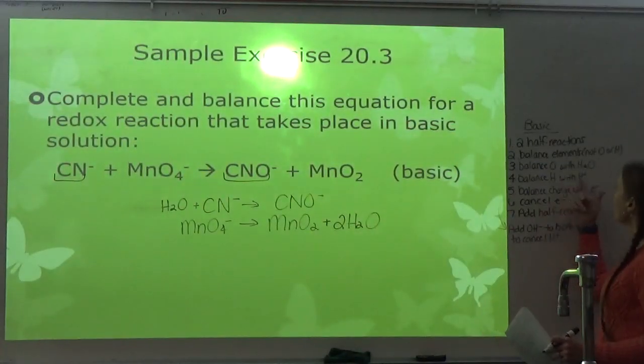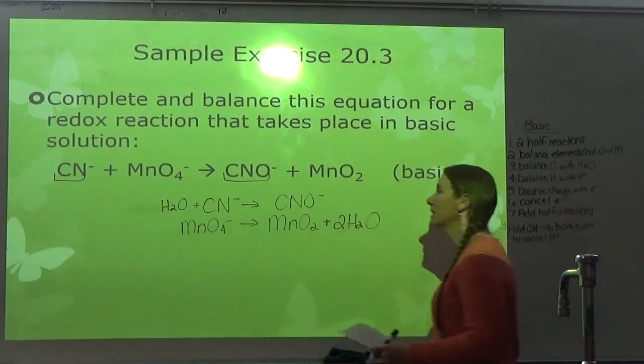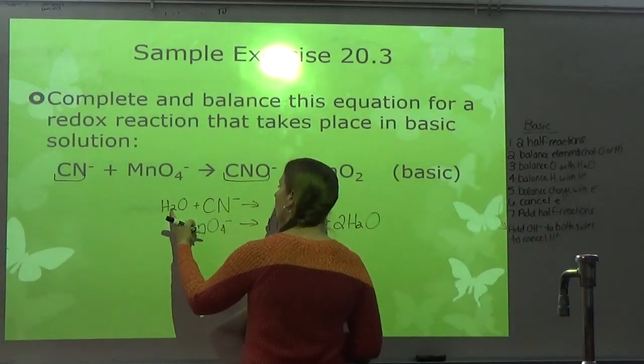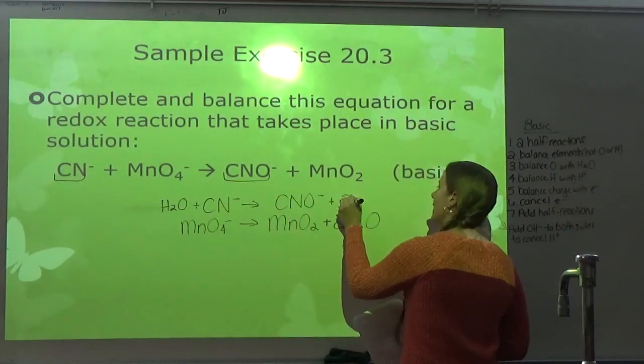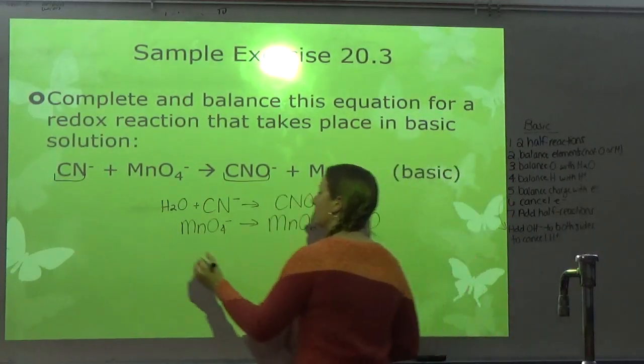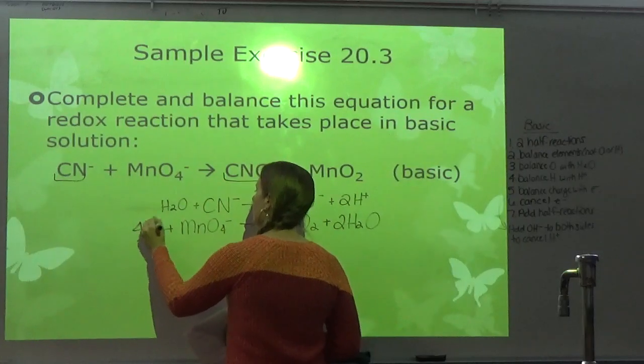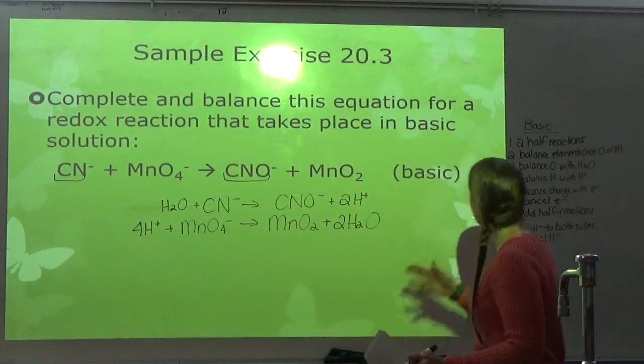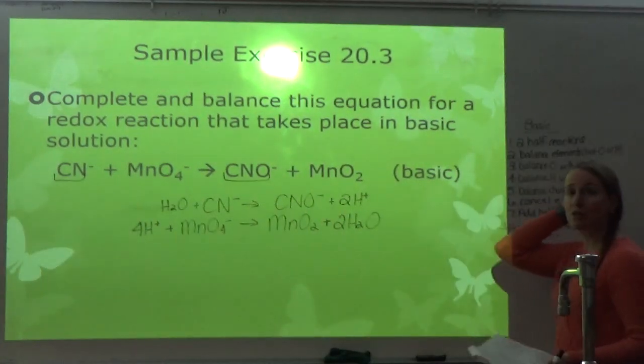So then we balance the hydrogens with H plus. I come over here, I have 2 hydrogens on this side, so I need 2 H plus on this side. I have 4 hydrogens on this side, so I need 4 H plus on this side. And then next we do our charge. So we've got to do those electrons.